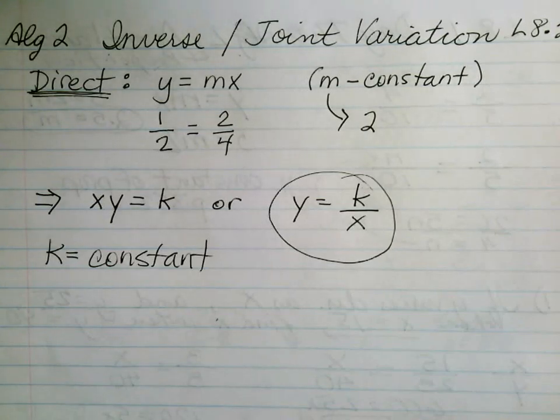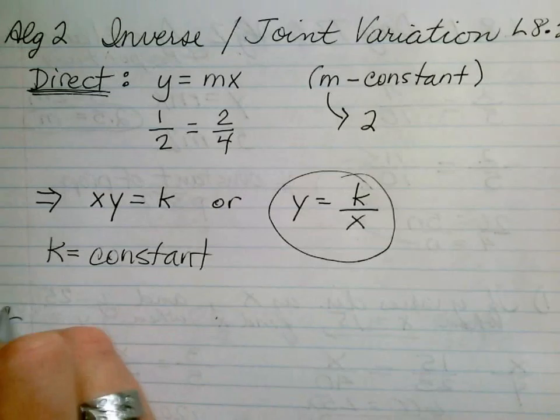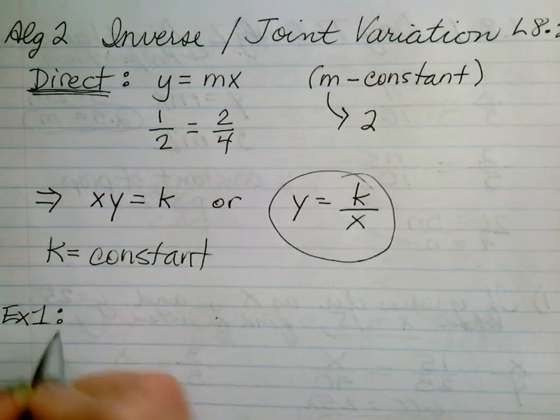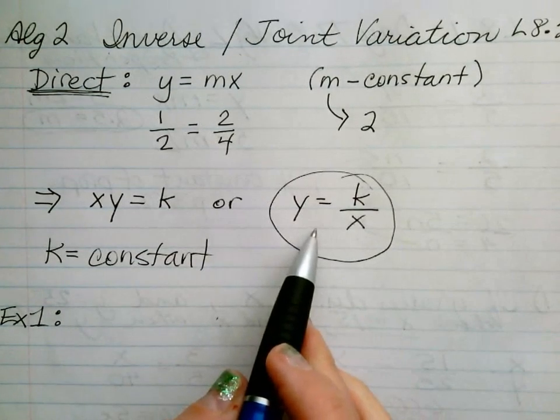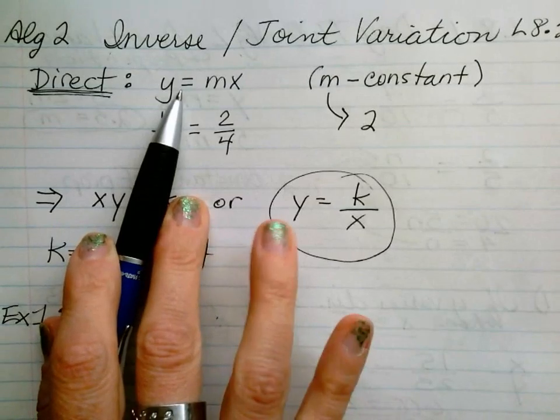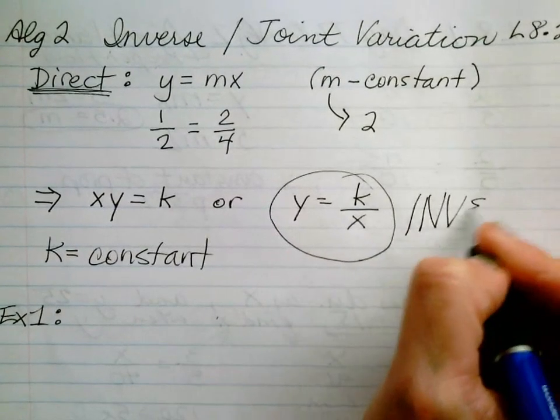The key to discovering what kind of a relationship you have will be looking for the word direct, the word inverse, or the word directly to, which is also basically saying direct, okay? So you're going to see all of those mixed together eventually, but example 1. Example 1 says this. If y is inversely proportional to x, so that's this situation here. That's direct. This one is inverse.